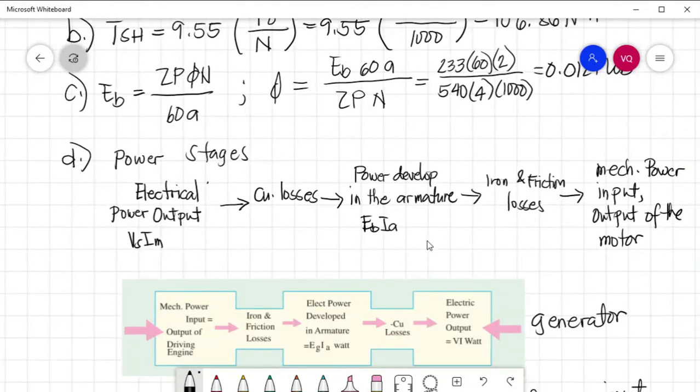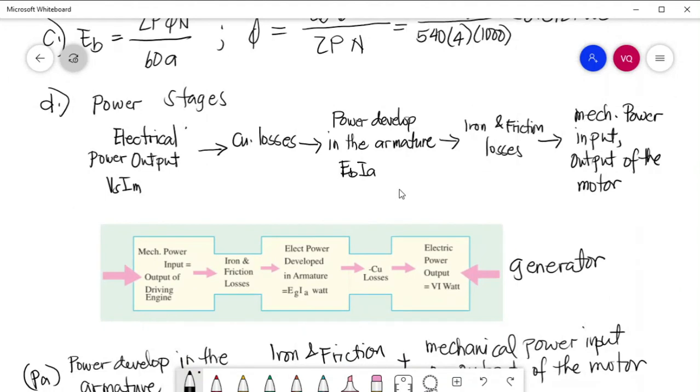Next, I will discuss to you the power stages. So this one is for generator. And this upper right here is the flow for motor. Power stages for motor is just the opposite of the generator power stages. So we have here the electrical power input. In motor, we have the source voltage multiplied by the motor current minus the copper losses, that will be equal to the power developed in the armature.